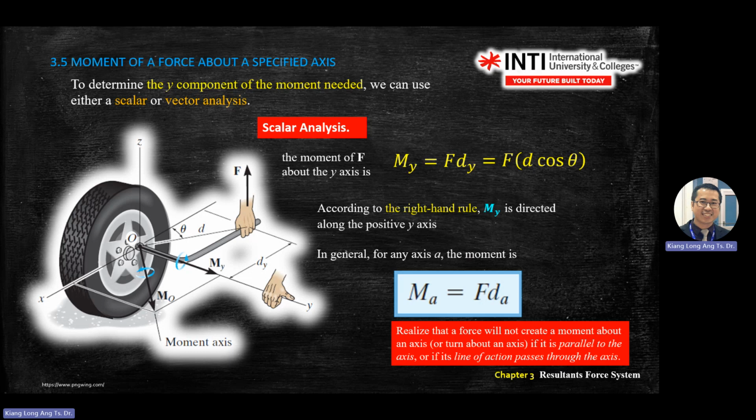Forces do not create moment about an axis if they are parallel to it. When it's parallel, it's nothing. It means that if we put the force along this axis, it won't create moment. We're just pulling out the L bar.